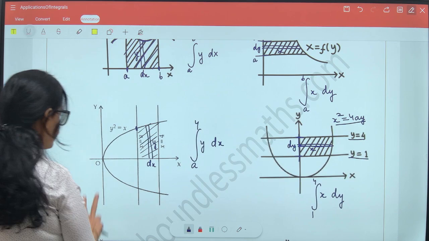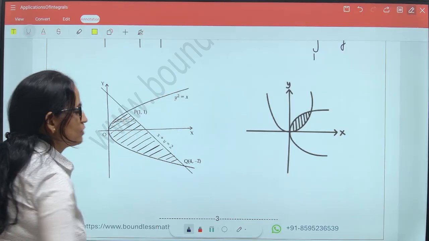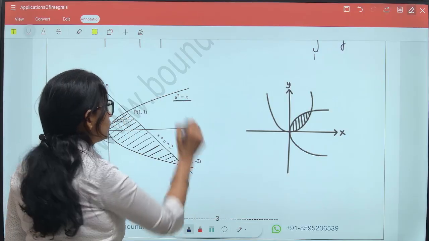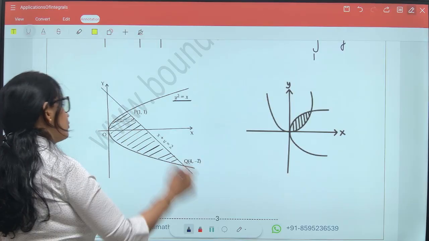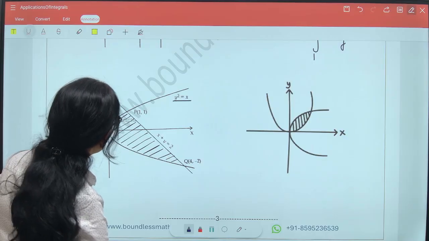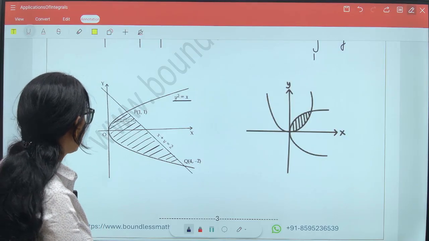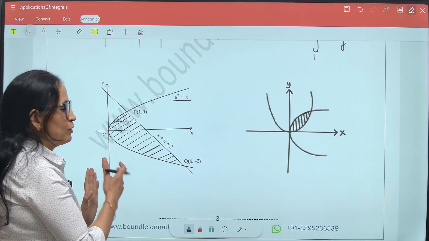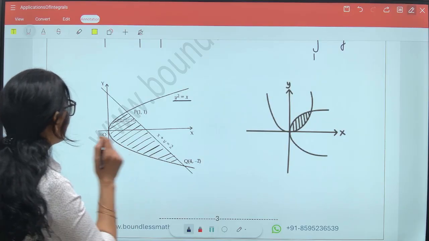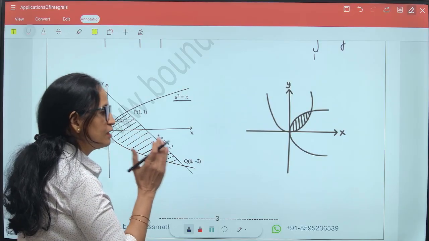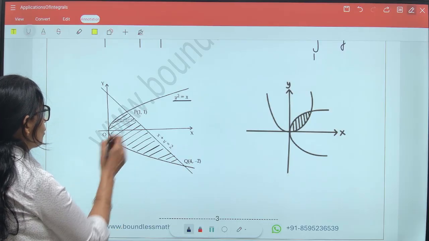Understood? Okay, next. What is the equation of this parabola? y square is equal to x. Suppose it is given to you in the question, and you have a straight line also. Now you need to find the area bounded by this parabola and this straight line. How will you integrate it, with respect to x or with respect to y? You need to first understand whether you need to integrate with respect to x or with respect to y, and then only proceed to solve the question.